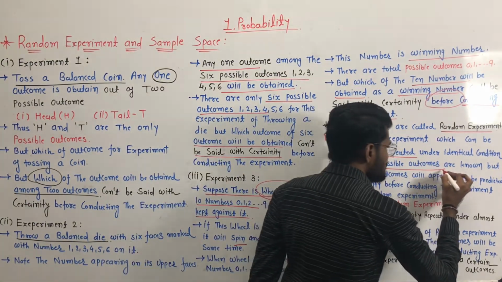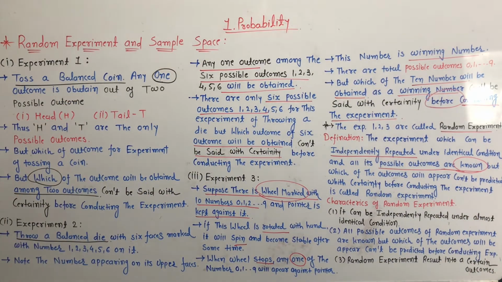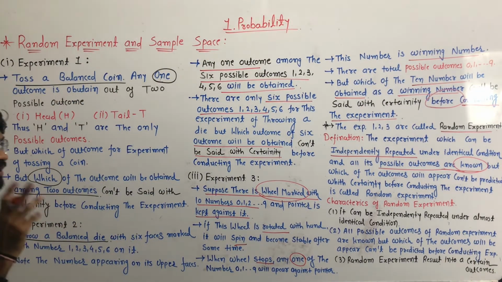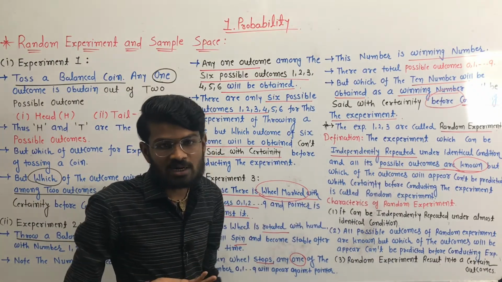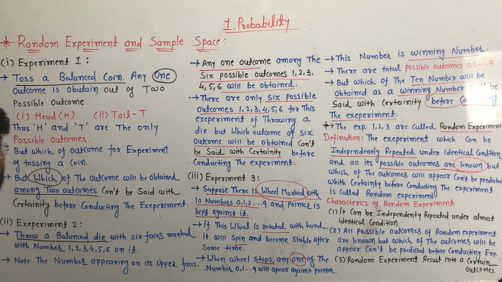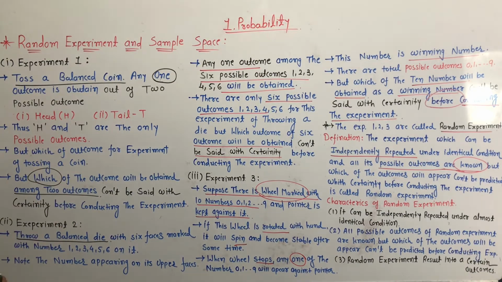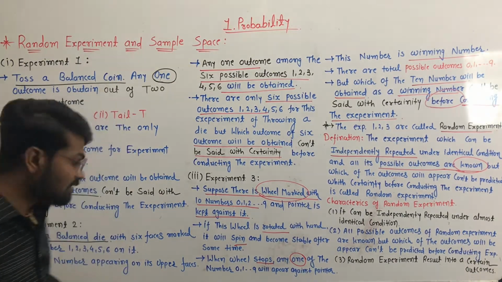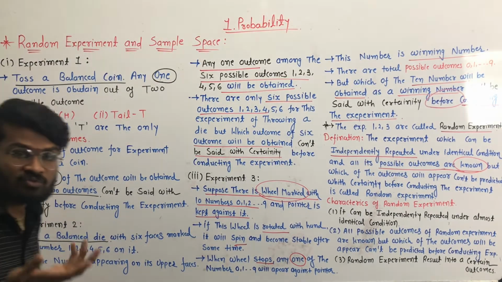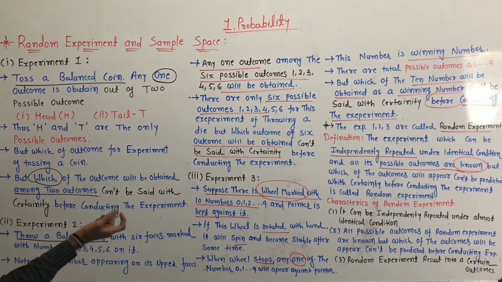Yes, all possible outcomes are known. We have conducted three experiments, and we see that in all experiments we already know the possible outcomes. Like in experiment 1, when we toss a balanced coin, we know that our possible outcome is head or tail. If we throw a balanced die, then our possible outcome will be 1 or 2 or 3 or 4 or 5 or 6.